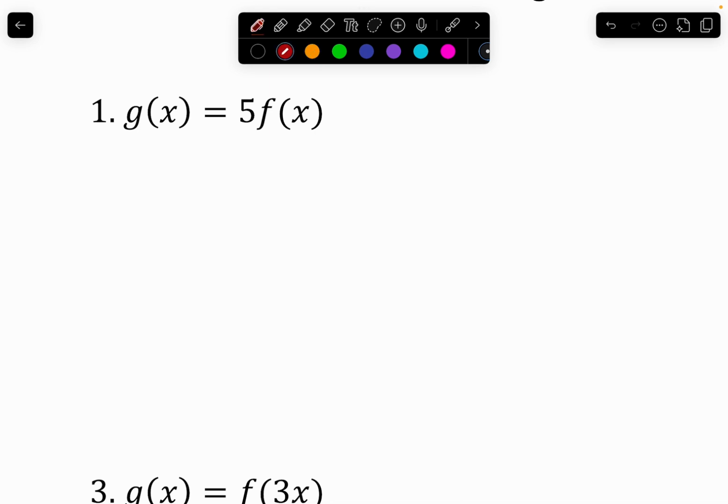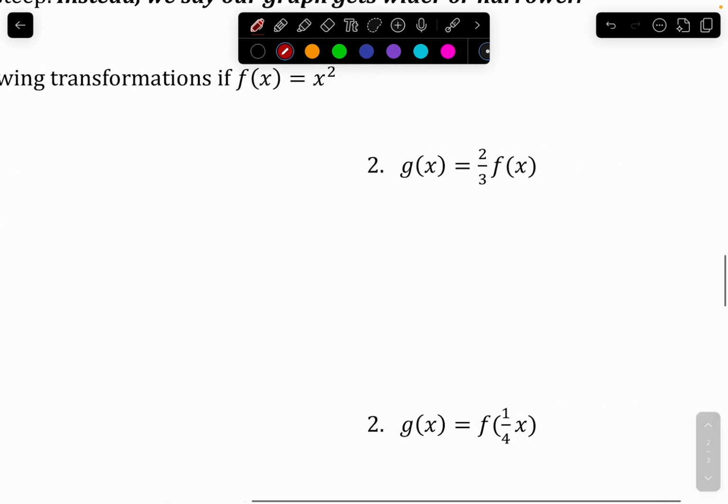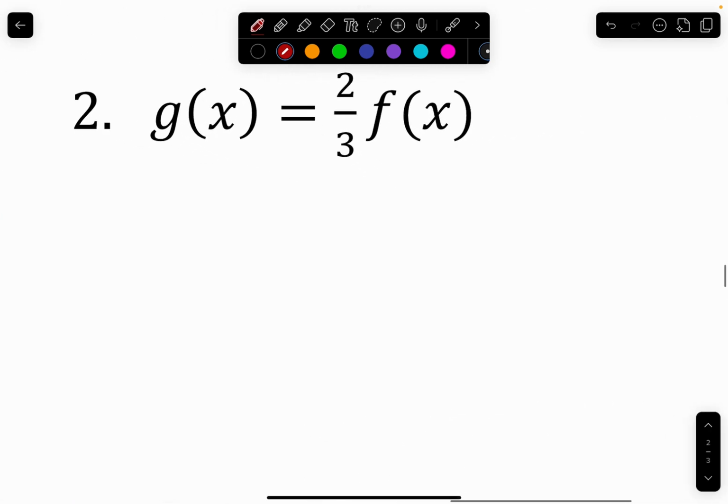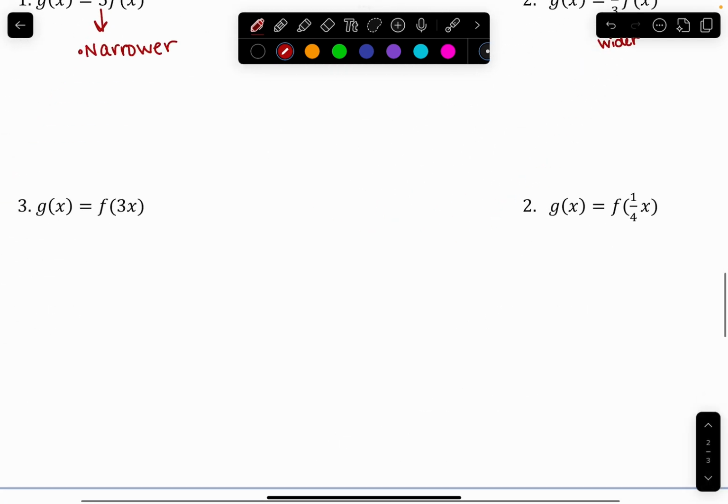Okay, so this 5 here means that my graph is getting narrower. If I move over here to number 2, this 2/3 is less than 1, so that means that my graph is getting wider than the original graph.